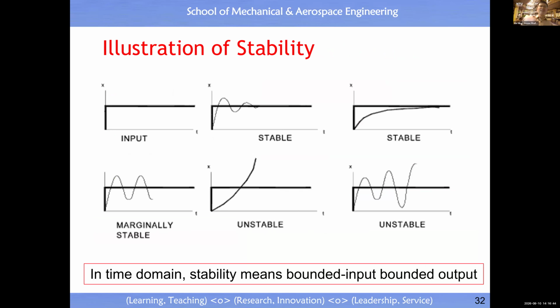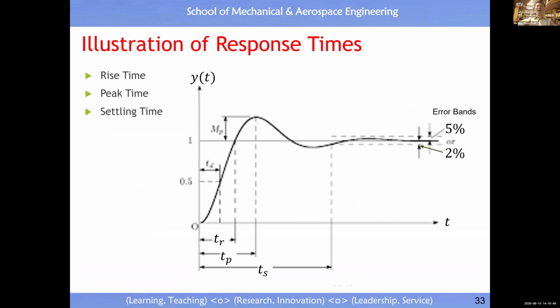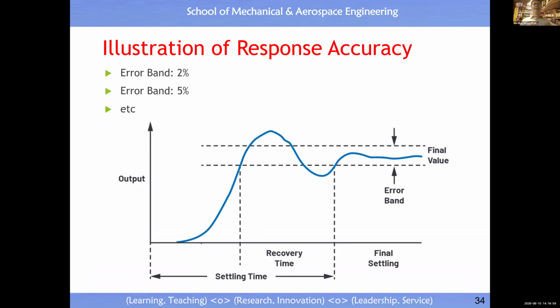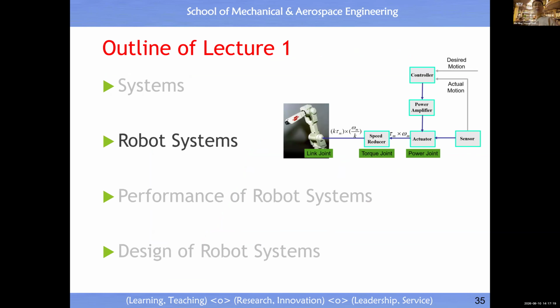Okay. So then this is a revision of what we mean by stable system, unstable system, rise time, peak time, settling time, all these, okay, are the components for us to judge response time. Okay, very, very simple. And accuracy, we define error band 1%, 2%, 3%, 5%, whatever, right? Okay. And today we are able to achieve a zero error, right? That means error band is 0%, right? No error at all is achievable. Okay, that is about the system.